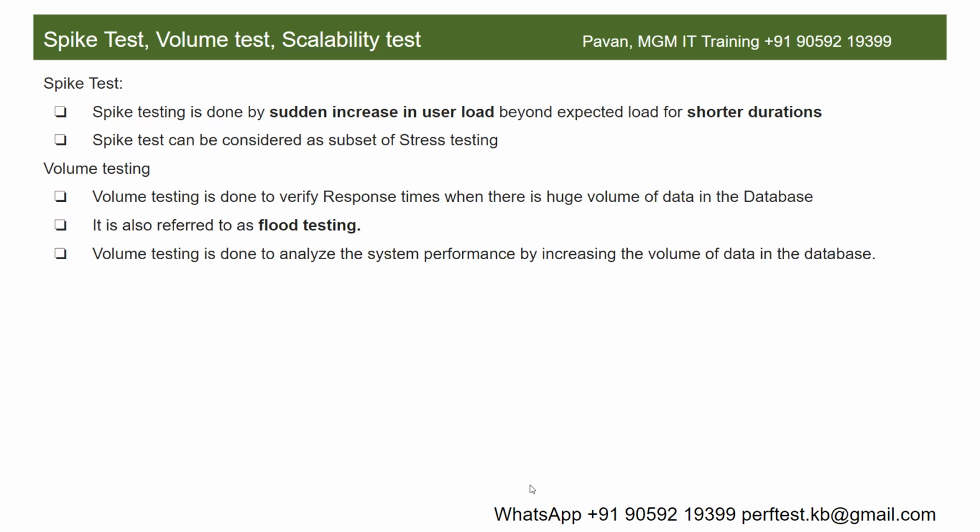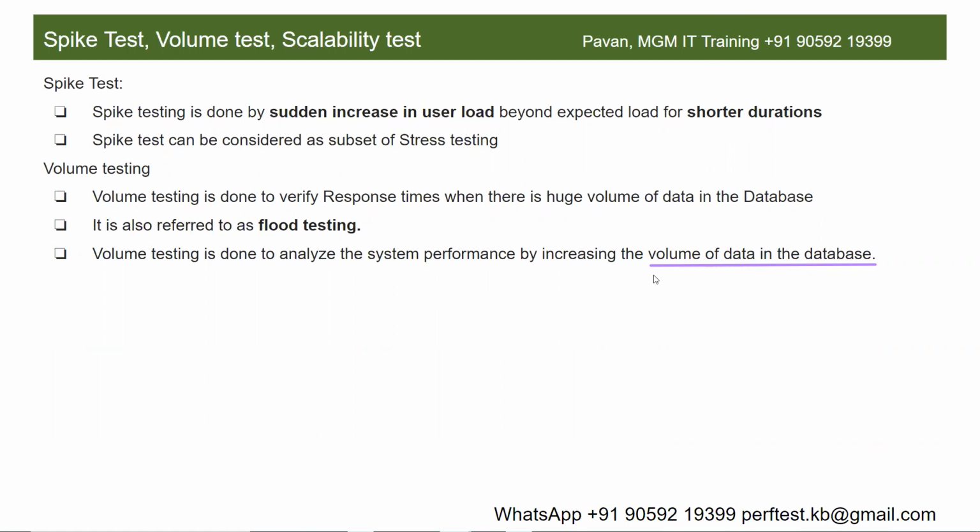What is meant by volume of data? Volume of data means nothing but number of records in the database. We will keep some n number of records, let's say 50,000 records or 1 lakh records in the database, and we do this volume testing, right? I worked on almost 30 projects, and in only one project we have done this volume testing. None of the other projects required this. When I was working in a banking project, then we did this volume testing.